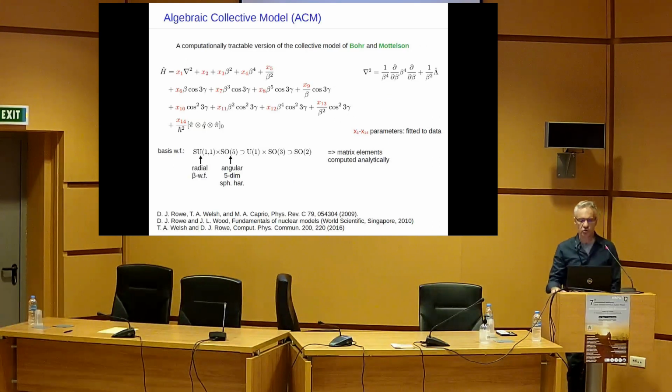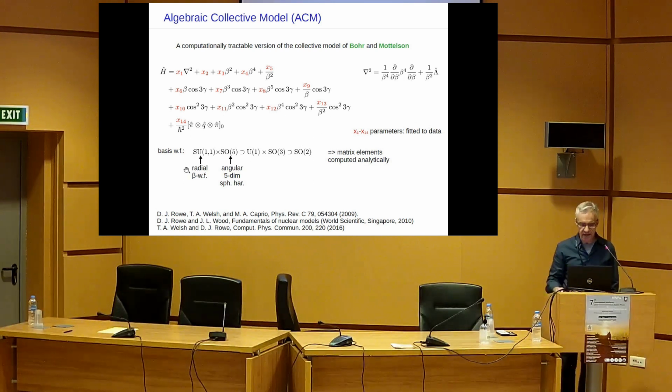Now, we performed macroscopic calculations using the algebraic collective model. It's a tractable version of the collective model of Bohr and Mottelson. It has the kinetic energy term, which has a radial beta part and an angular part. And the potential is all these terms that are compatible with the symmetries of the Bohr-Mottelson Hamiltonian. So we have even powers of beta, both positive and negative, odd powers of beta accompanied with cosine 3 gamma, and also squares of cosine 3 gamma accompanied by even powers of beta, both positive and negative.